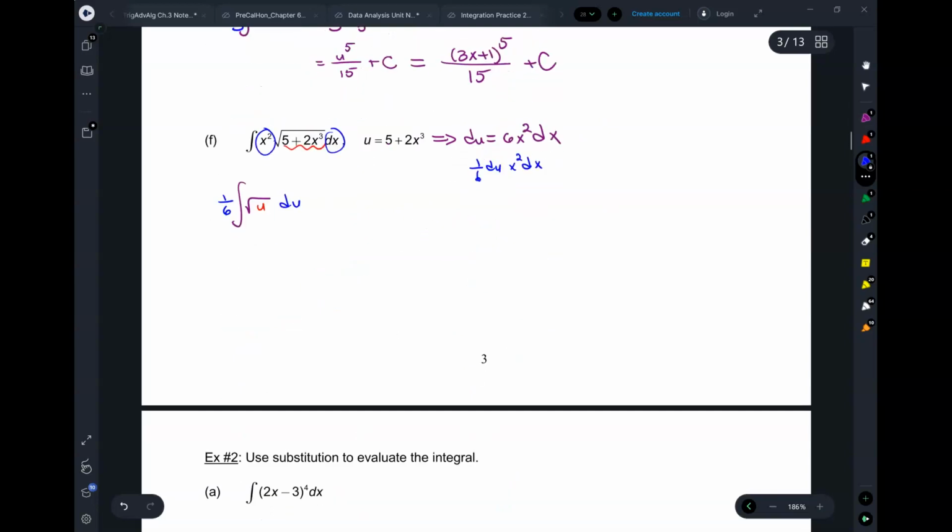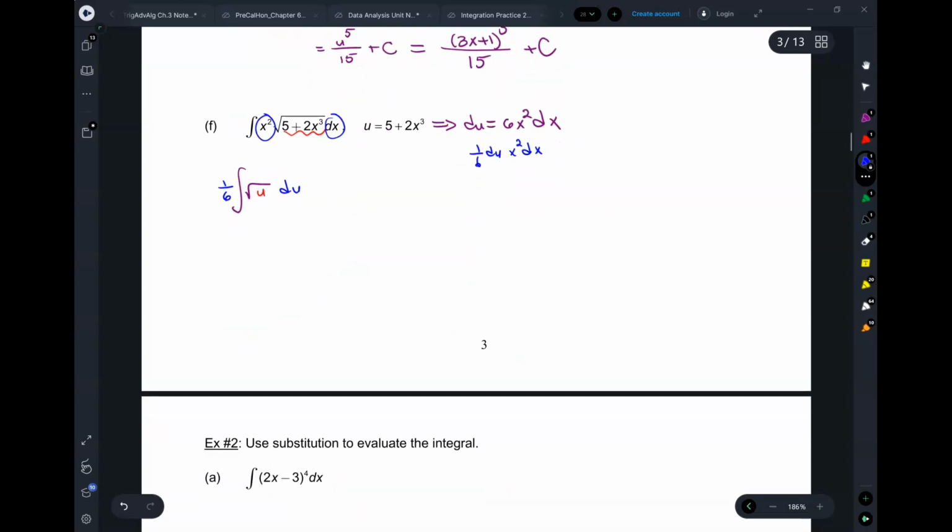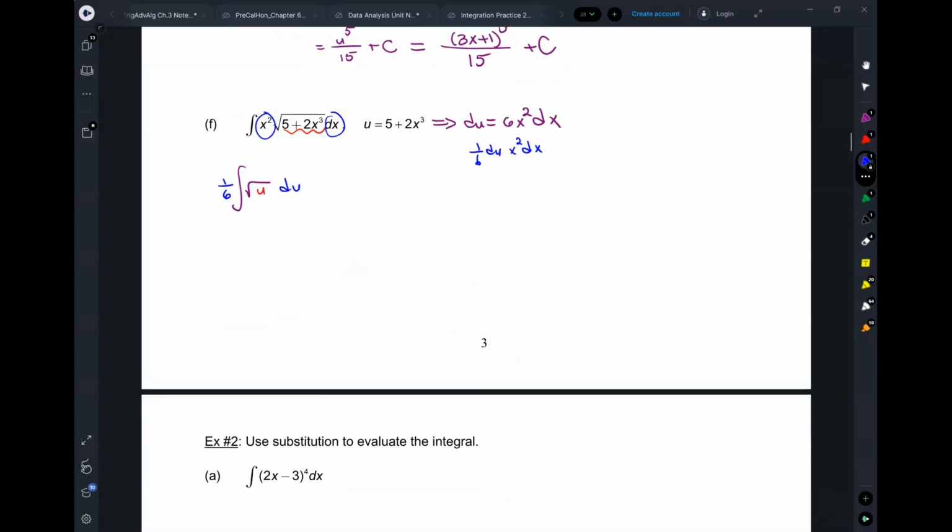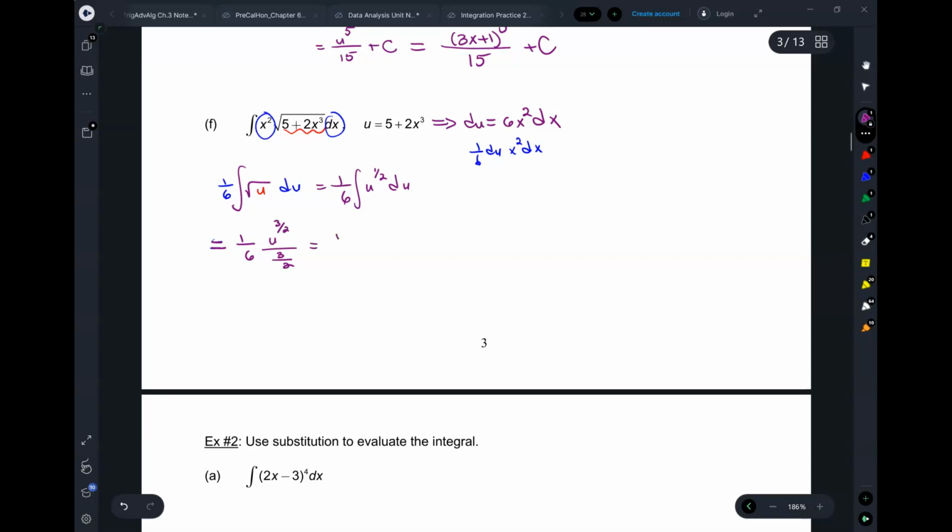So this is like a problem from your test, right? So this is going to be 1 over 6 integral u to the 1/2 du. So this is 1 over 6 u to the 3 over 2 over 3 over 2. 1 over 6 times 2/3 times plus c.